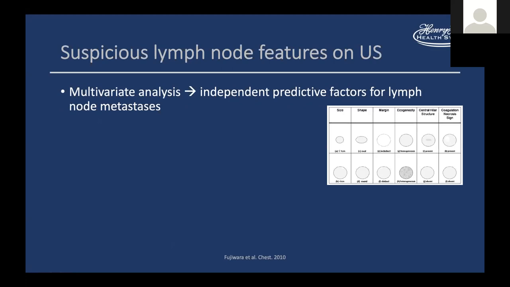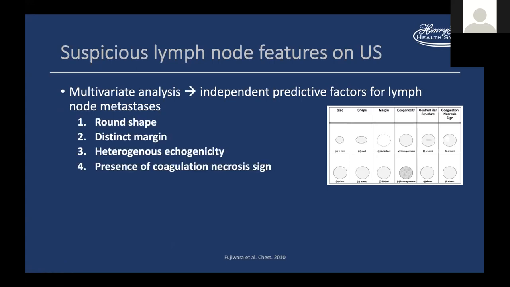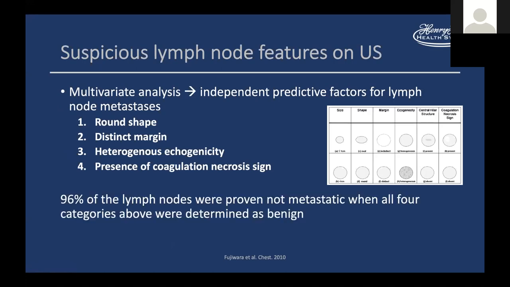When they did multivariate analysis on this, they found 4 different independent predictive factors for lymph node metastases by ultrasound imaging alone. And these are the 4. If there's a round shape to the lymph node, if there is a distinct margin, if it does appear heterogeneous, and if there is a coagulation necrosis sign, these were associated with a metastatic node. And when all 4 categories were not present, then 96% of the nodes were proven to be benign.